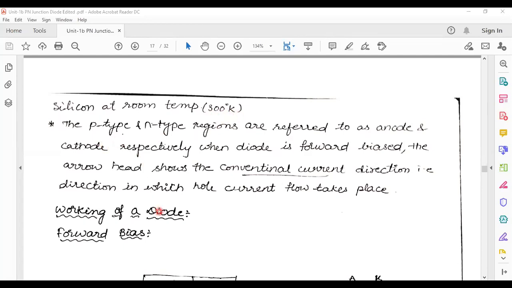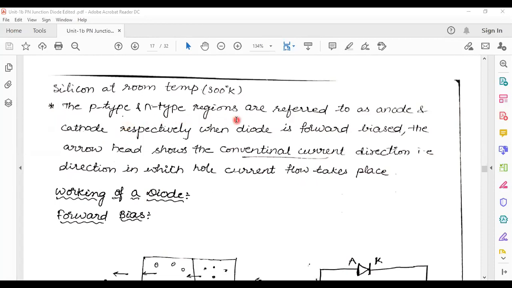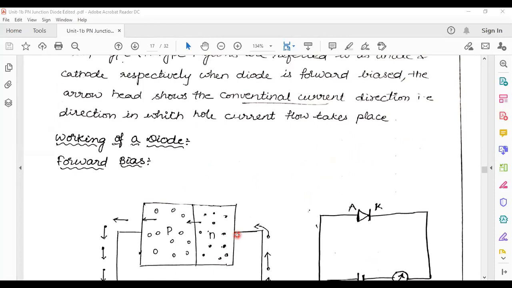Then the p-type and n-type regions are referred to as anode and cathode respectively. When the diode is forward biased, the arrowhead shows the conventional current direction, that is the direction in which the hole current flow takes place. All these points we covered in the previous class, what is p-type, and the open circuit p-n junction. And this is the actual part, the working of a diode.